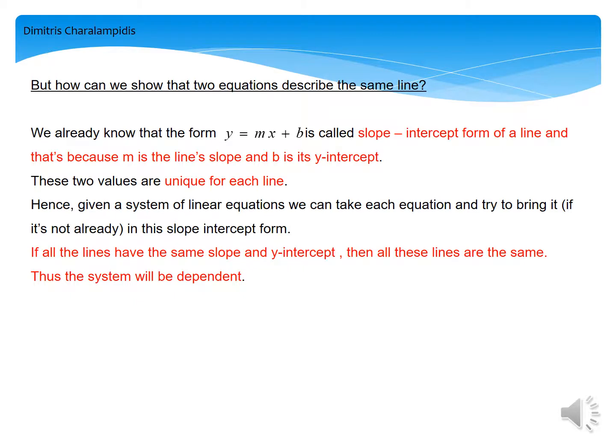But how can we show that two equations describe the same line? We already know that the form y equals mx plus b is called slope-intercept form of a line, and that's because m is the line's slope, while b is the line's y-intercept. These two values are unique for each line. Hence, given a system of linear equations, we can take each equation and try to bring it, if it's not already, in this slope-intercept form. Now, if all the lines have the same slope and y-intercept, then all these lines are the same. And that will mean for our system that it will be dependent.